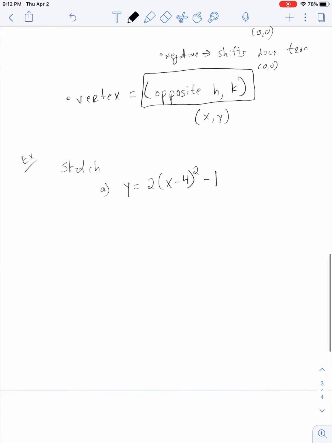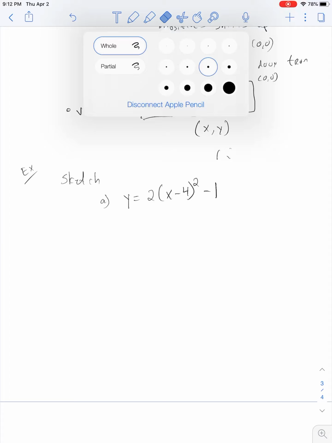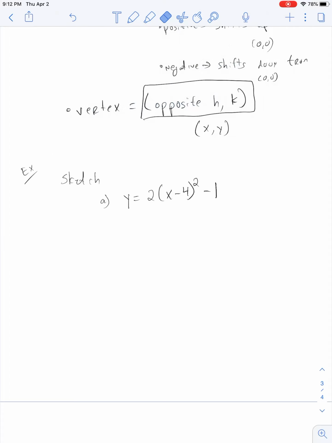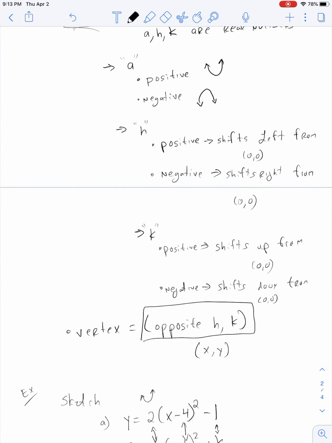You can see it's in the correct form. Once again, we're always looking for this form. And that's what it looks like. That's our a, this is our h, and that's our k. Because the a is positive, this is going to open up.